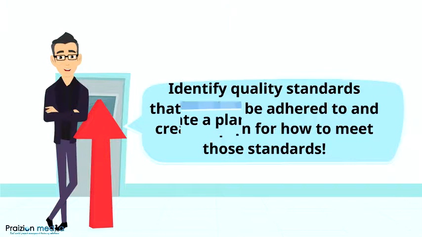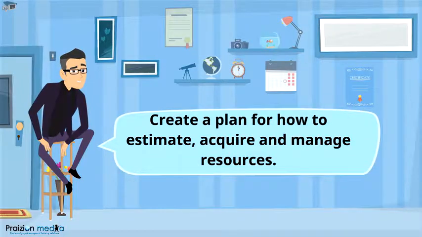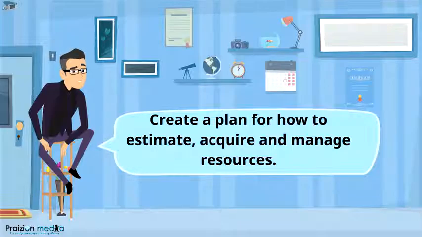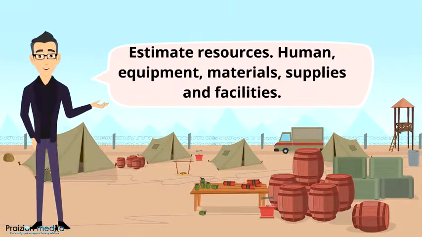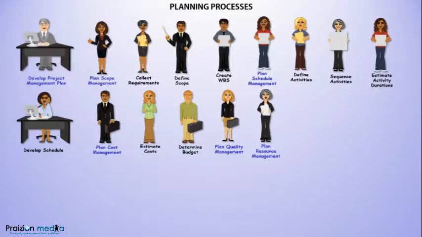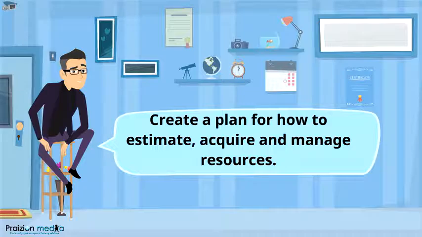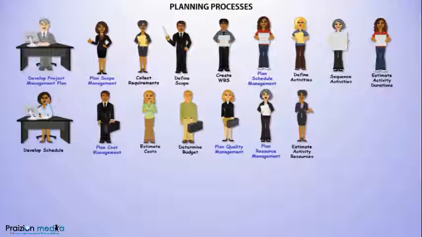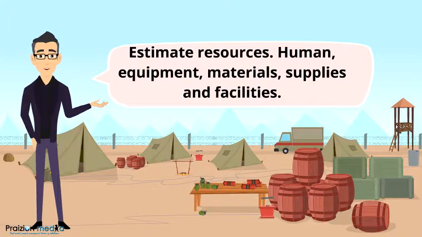The next process takes us to a new knowledge area, resource management. This first process in resource management is plan resource management, and we obtain a resource management plan. The resource management plan is a plan for how to estimate resources, acquire resources, develop the human resources, and manage the human resources, as well as control the physical resources. The next process here is estimate activity resources. This is where the resources needed for the project, human, equipment, materials, supplies, and facilities are estimated.